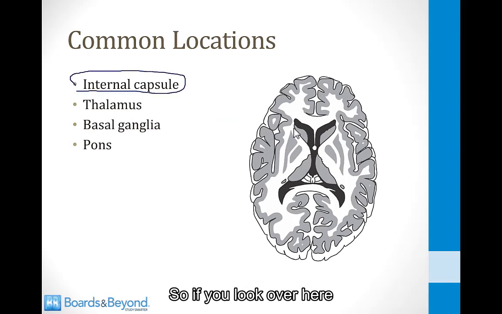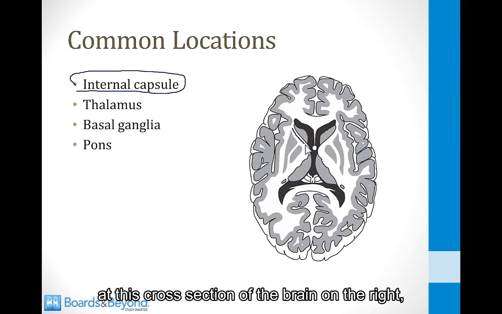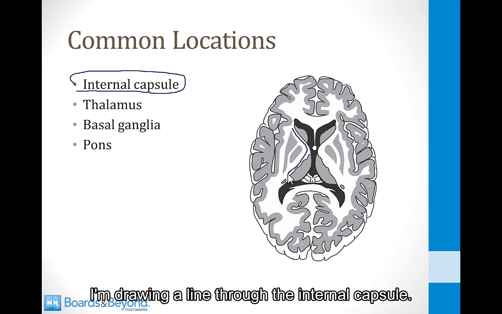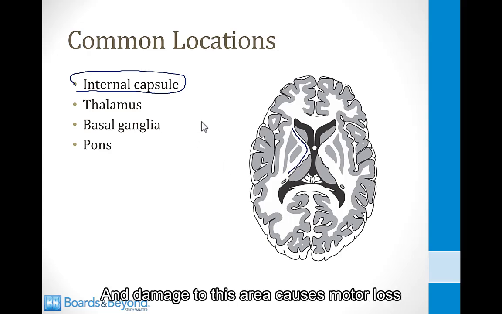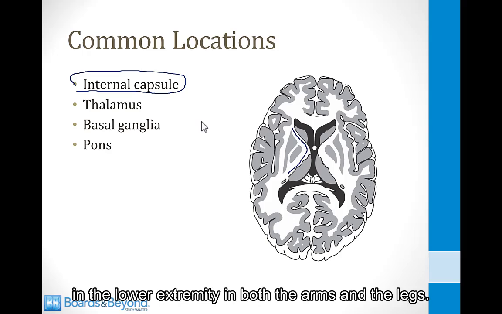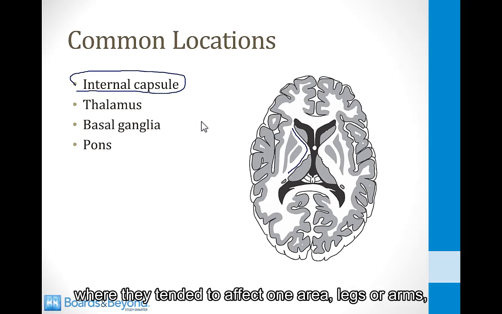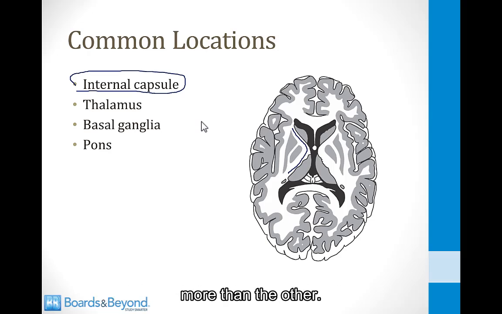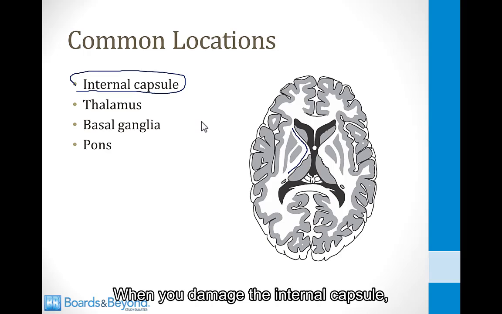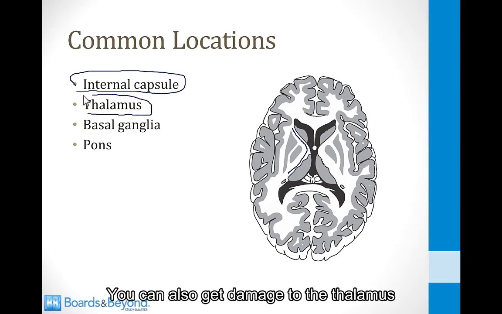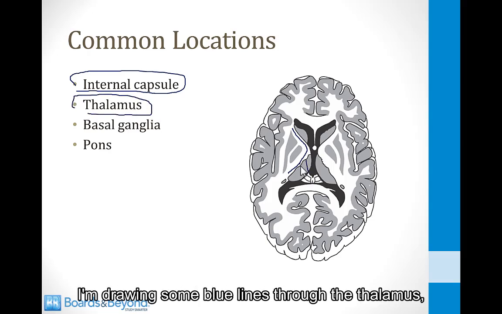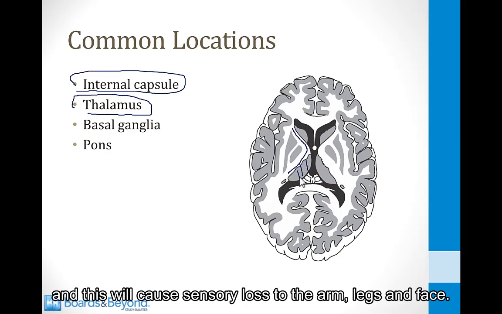So if you look over here at this cross-section of the brain on the right, I'm drawing a line through the internal capsule. And damage to this area causes motor loss in both the arms and the legs. And this is different from the MCA or ACA strokes where they tended to affect one area, legs or arms, more than the other. When you damage the internal capsule, you usually lose both limbs. You can also get damage to the thalamus, and over here on the right I'm drawing some blue lines through the thalamus, and this will cause sensory loss to the arm, legs, and face.